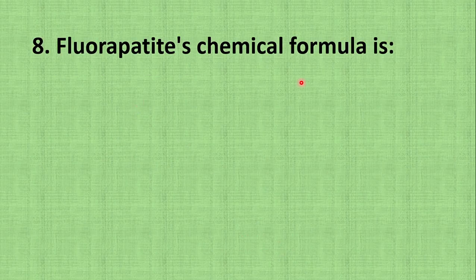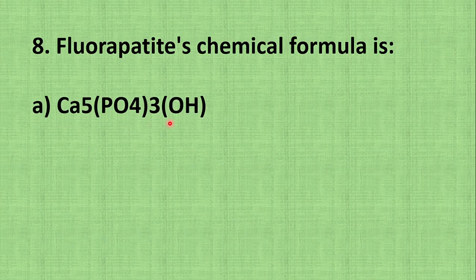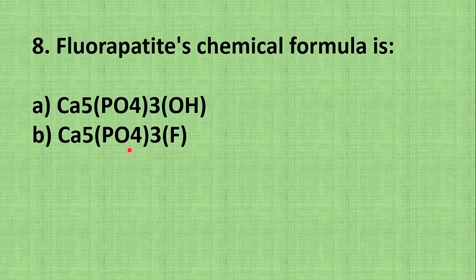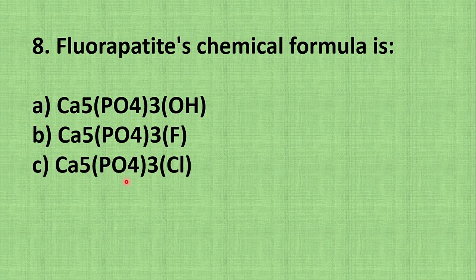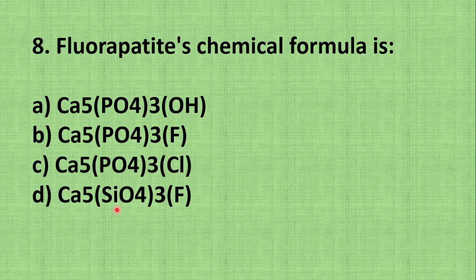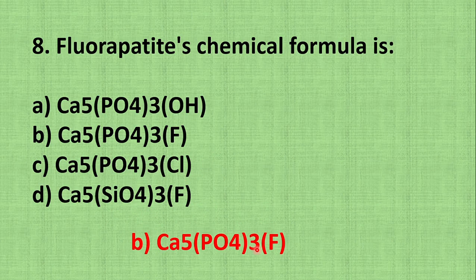Next, fluoroapatite's chemical formula is Ca5(PO4)3OH, Ca5(PO4)3F, Ca5(PO4)3Cl, Ca5(SiO4)3F. Okay, so when we use Ca5(PO4)3OH, then this mineral is known as hydroxyapatite. Ca5(PO4)3F, then this mineral is known as fluoroapatite. Ca5(PO4)3Cl, then this mineral is known as chloroapatite. Okay, so correct answer is Ca5(PO4)3F. This is the formula of fluoroapatite.